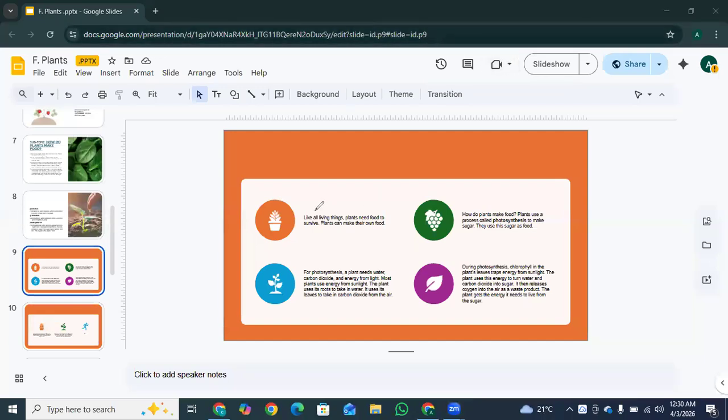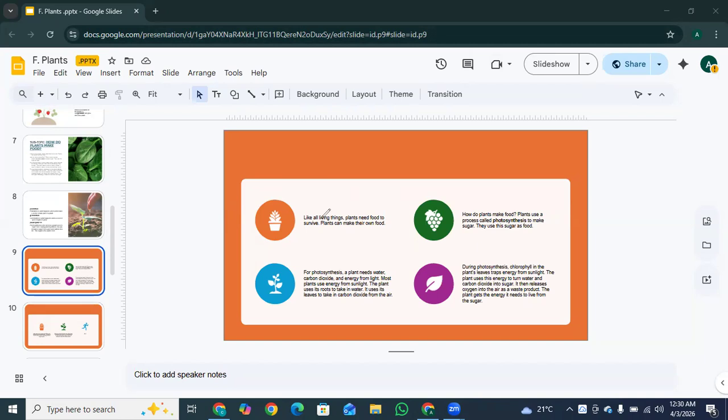Okay, the first one is, like all living things, plants need food to survive. Plants can make their own food. Just like you and me, plants also need food to live. Okay? The big difference is they don't have to go to a store or a cafe. They are amazing because they can make their own food.